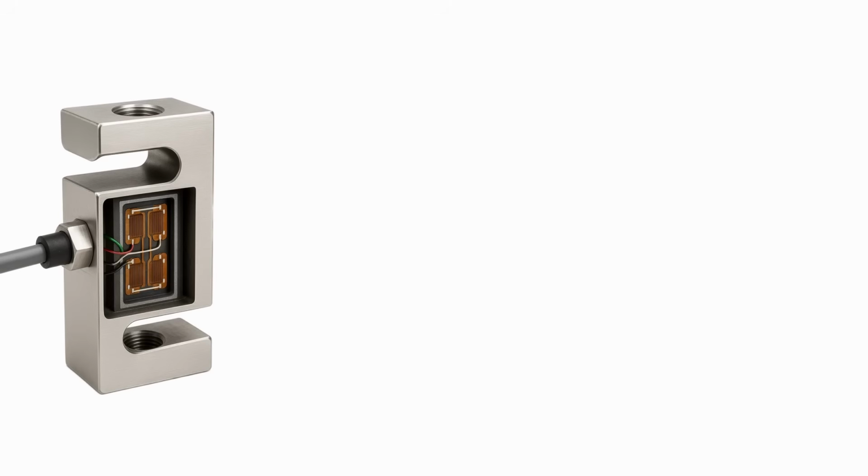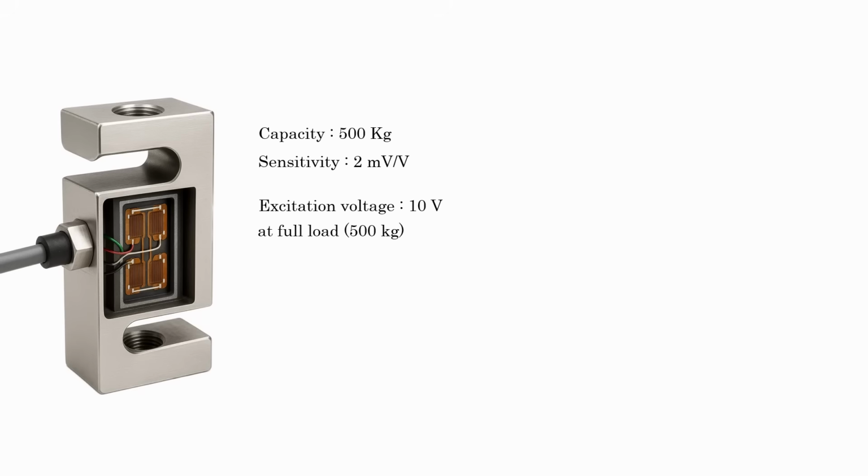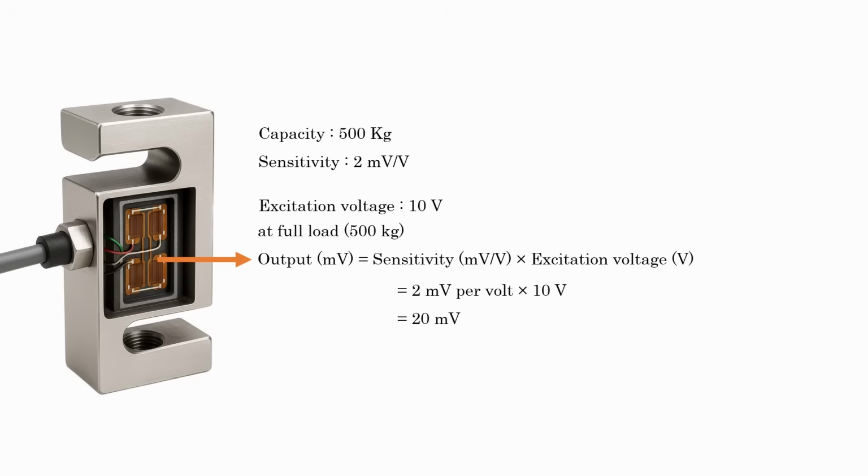So now let's understand how an analog input module converts the voltage or current output from the sensors into digital numbers, and then how we finally get the results in our physical units. Suppose we have a load cell of 500 kg capacity with a sensitivity of 2 millivolt per volt. That means if we supply 10 volt of excitation to the load cell, then at the full load of 500 kg, the bridge output will be 2 millivolt times 10 volt, which is 20 millivolt.